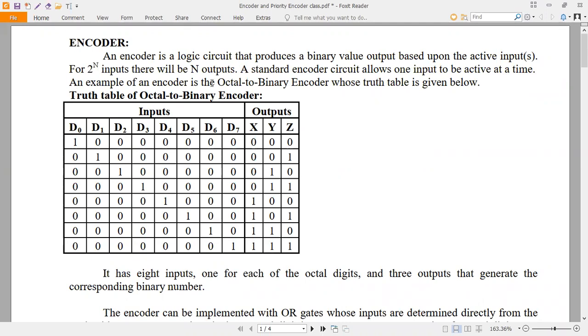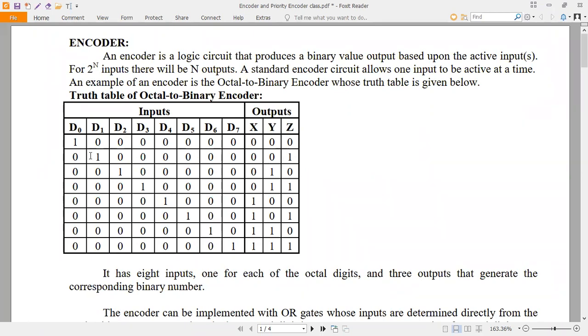An example of an encoder is the octal to binary encoder, whose truth table is given below. Input is octal, output is binary. Here you have D0 to D7. The subscripts 0, 1, 2, 3 up to 7 represent the octal input, and we are going to get the binary equivalent of the octal as the output.